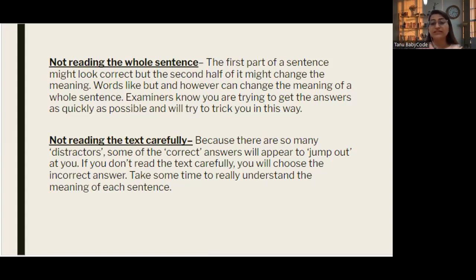Next is not reading the text carefully. There are so many distractors. Some of the correct answers will appear to jump out at you, but if you don't read the text carefully, you will choose the incorrect option. So take some time to really understand the meaning of each and every sentence, and then you will be coming to the conclusion.